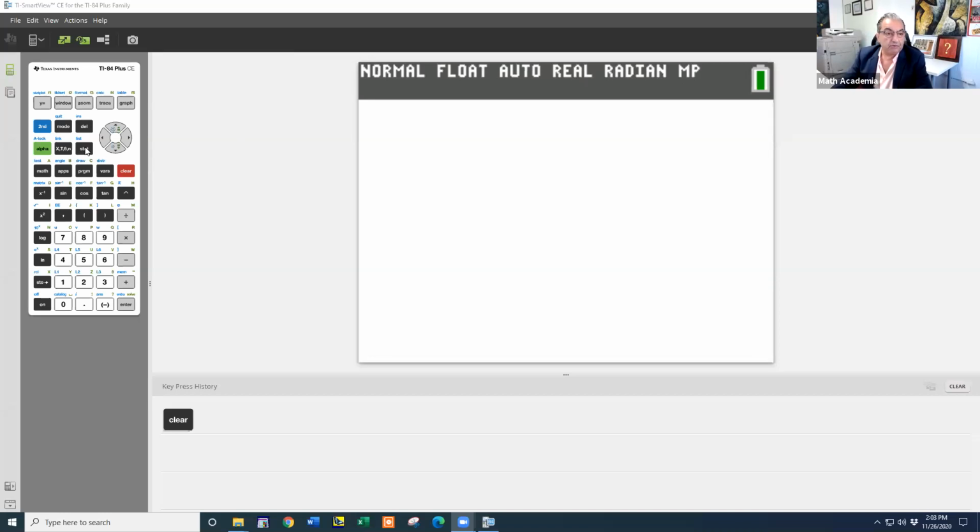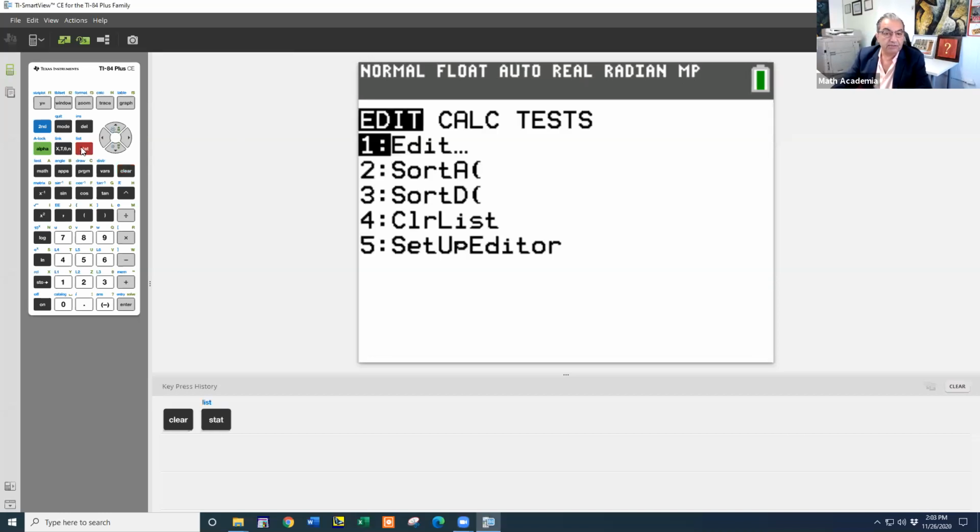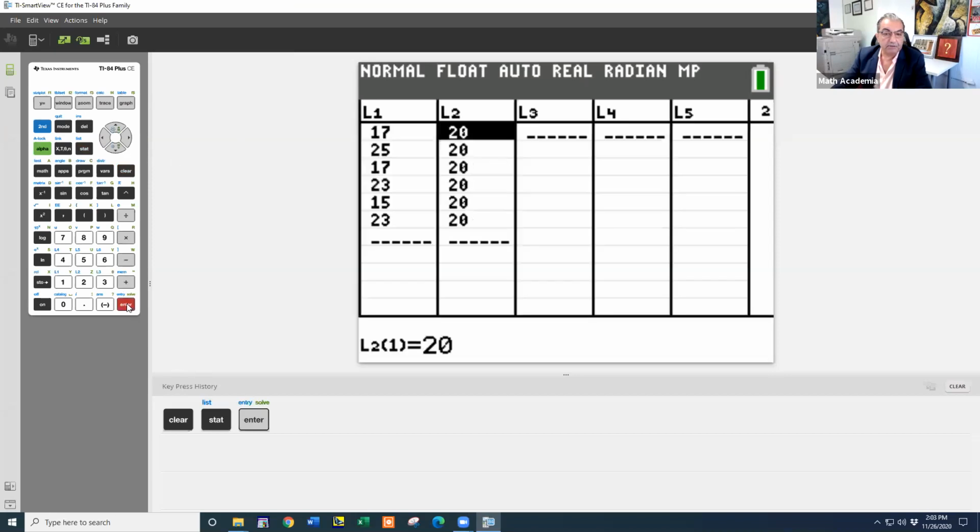So, okay, the first thing you want to do is go to stat, and then edit, enter that. Then you have L1 and L2. You put the observed values in L1. I already did that for you: 17, 25, 23, 15, 23, and all the expected values were 20. So L1 has the observed values, L2 the expected values.